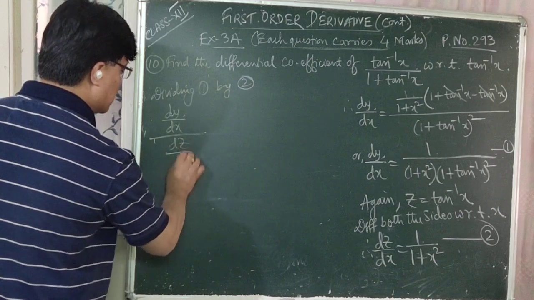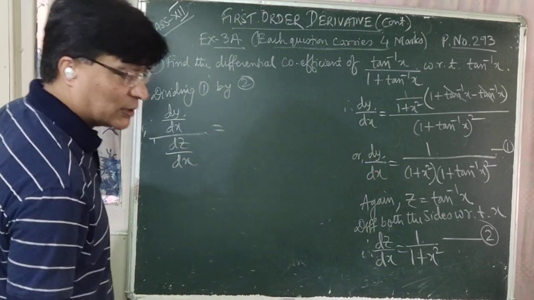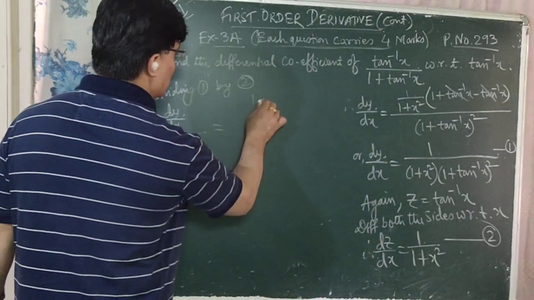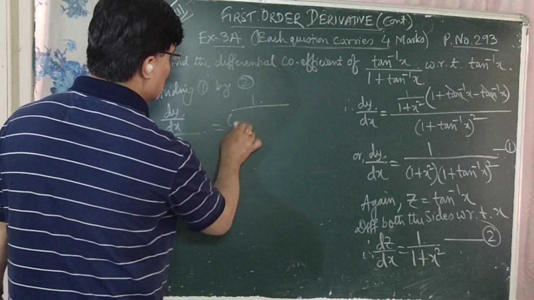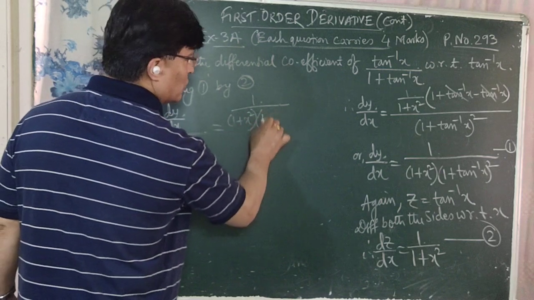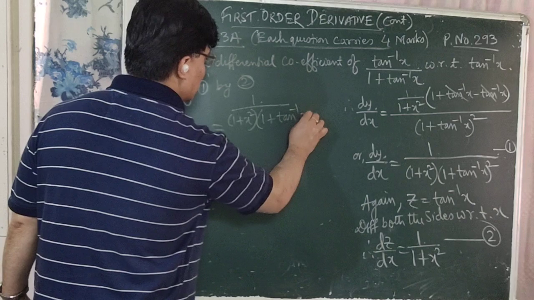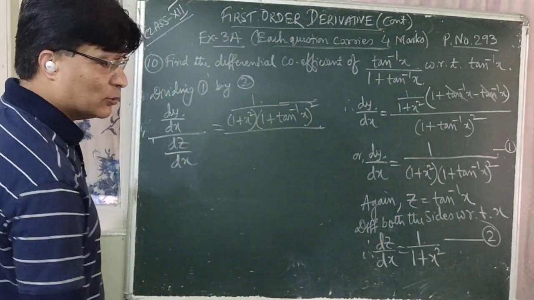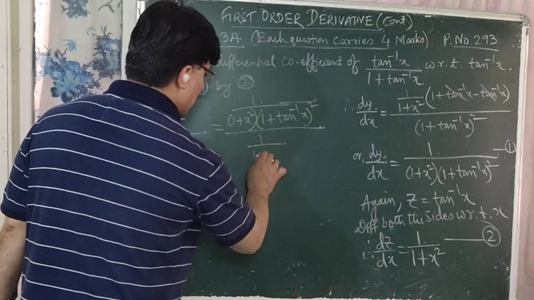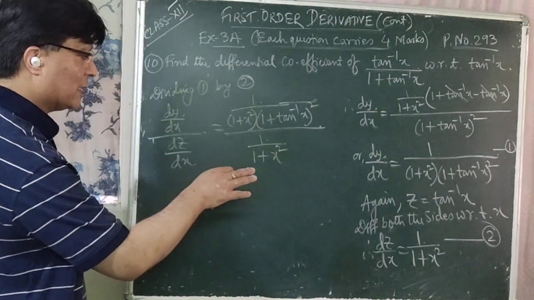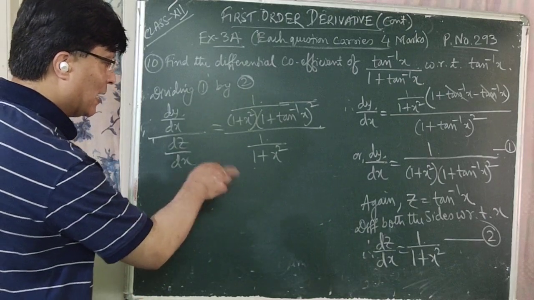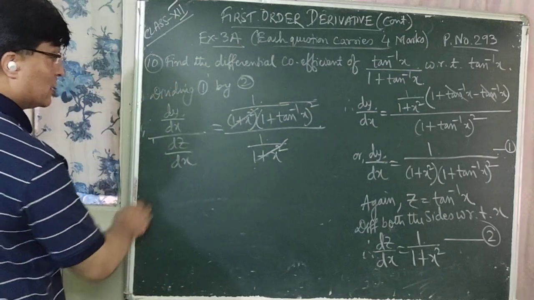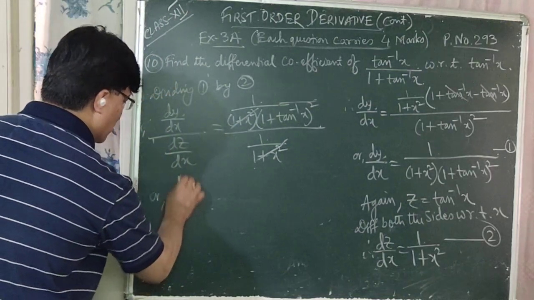That is dy by dx which is equal to, on the right hand side, the right hand side of number 1 we write in the numerator. So 1 upon, it is 1 plus x square into 1 plus tan inverse x whole square, right? And in the denominator you should write down right hand side of number 2, that is 1 upon 1 plus x square. The right hand side of number 2 we are writing in the denominator. So here 1 plus x cancels. Here also dx gets cancelled. So what do we get?